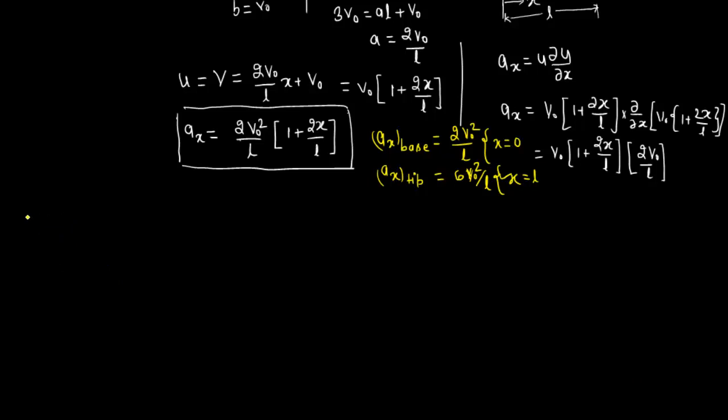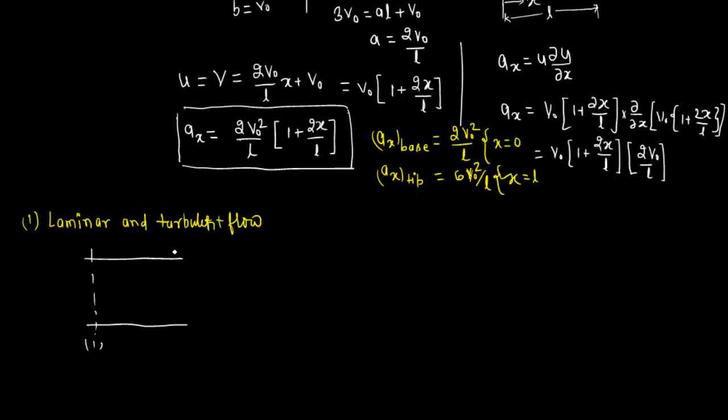Okay, so first we are discussing laminar and turbulent flow. First we will try to understand what laminar flow is. Let's consider a pipe here or two plates, and we are considering two stations here. This is station 1 and this is station 2.